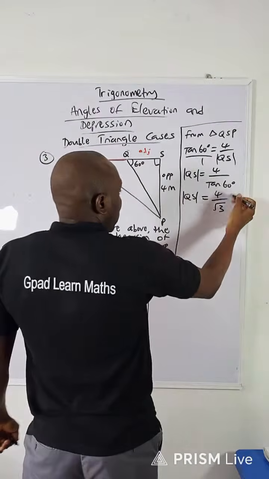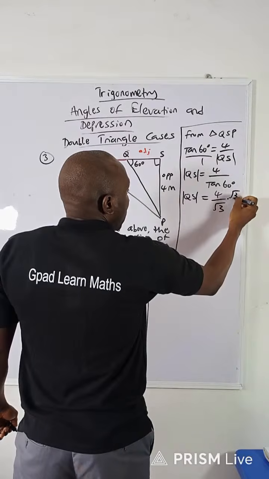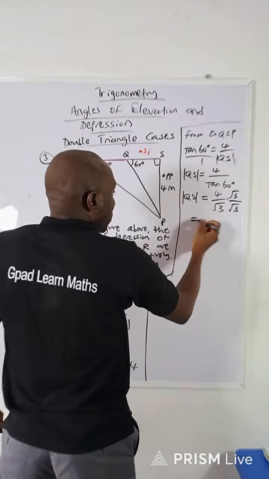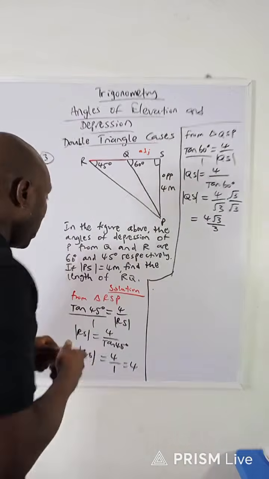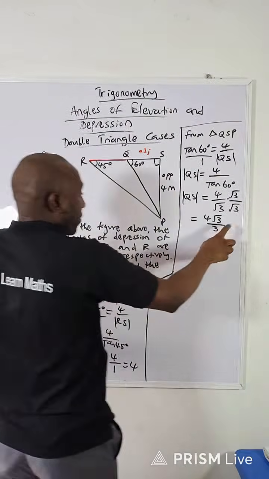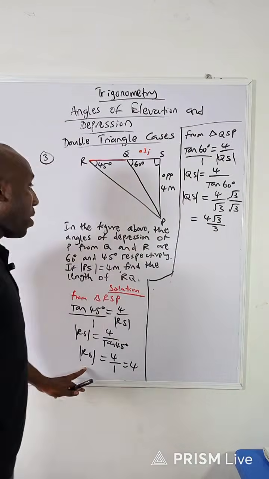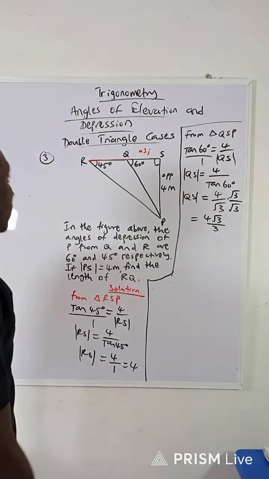And if you rationalize, you're going to have what? 4 root 3 over 3. Are you seeing that? So we now have QS as 4 root 3 over 3, while we have RS as what? 4.